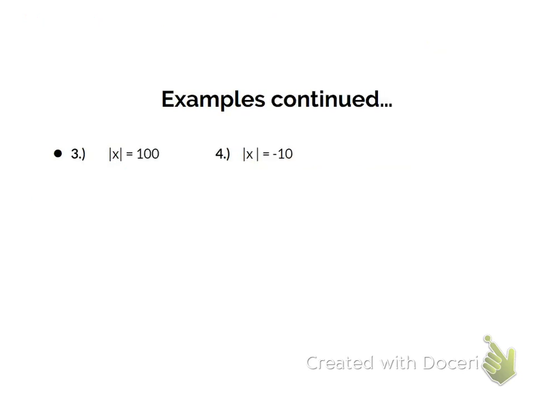All right, we've got a couple more examples. Number 3, the absolute value of x is equal to 100. Are the bars alone? Yes. There's nothing going on right around outside of them except for the equal sign. So we're ready to split it up. What will one of my equations be? x equals 100. The other one? x equals negative 100. Very good.